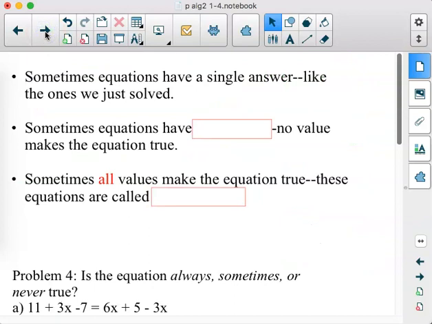Sometimes equations have a single answer. The ones we just solved, x equals, we got a number. Sometimes equations have no solution. There is no value that makes the equation true.